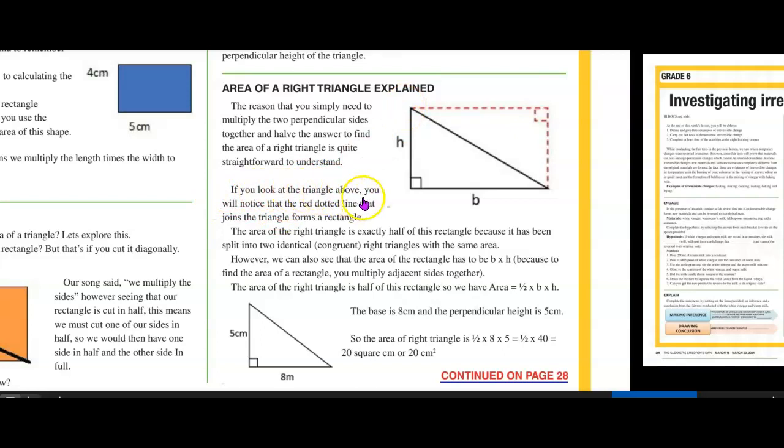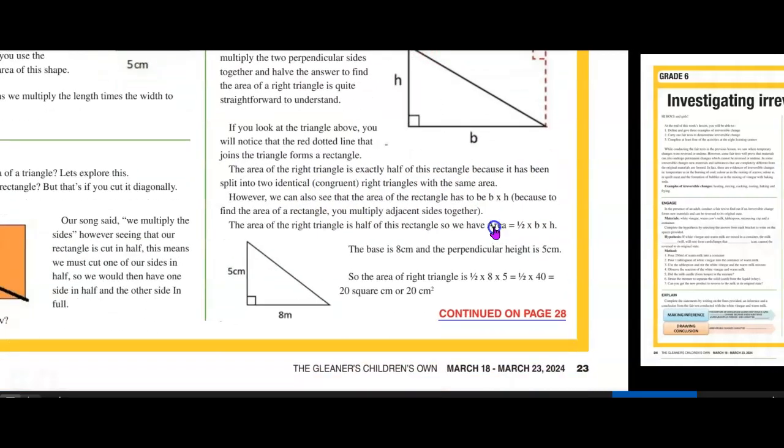If you look at the triangle above, you will notice that the red dotted lines join the triangles to form a rectangle. The area of the right triangle is exactly half of this rectangle because it has been split into two identical or congruent right triangles with the same area.